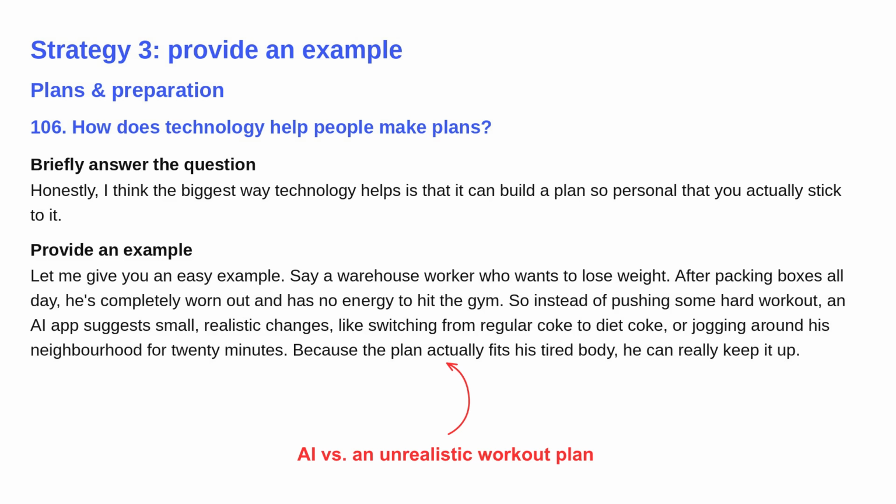After packing boxes all day, he's completely worn out and has no energy to hit the gym. So instead of pushing some hard workout, an AI app suggests small, realistic changes, like switching from regular Coke to Diet Coke, or jogging around his neighborhood for 20 minutes. Because the plan actually fits his tired body, he can really keep it up.